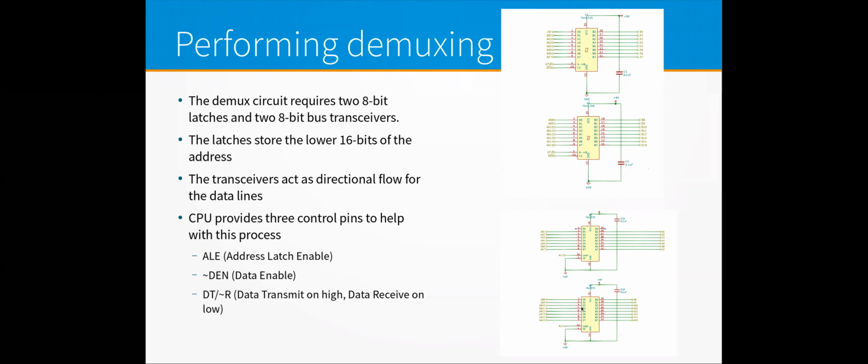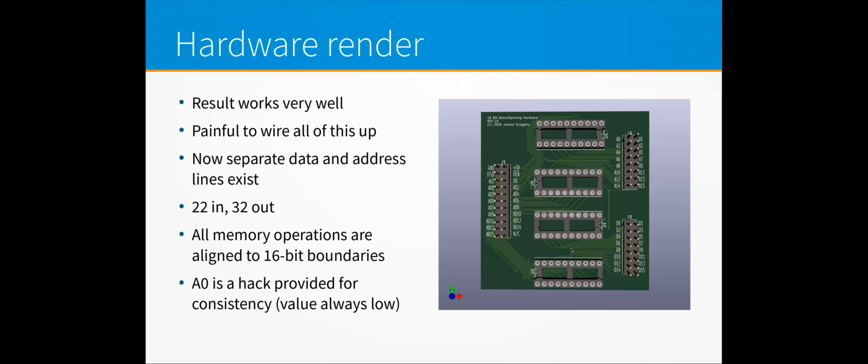So I have this thing set up, and this is what it looks like. This is the render of it. I actually have it sitting on my desk here. These 22 pins you hook up to the interface board, and then the transceivers and the latches, which are used to store the address, go here. These are the latches, and these are the transceivers. And then you get 32 pins out. And I provided an A0, which is always low, because all operations are bound to 16-bit boundaries, just so that it is consistent.